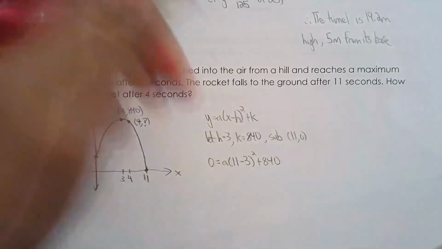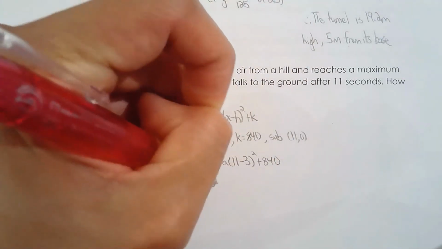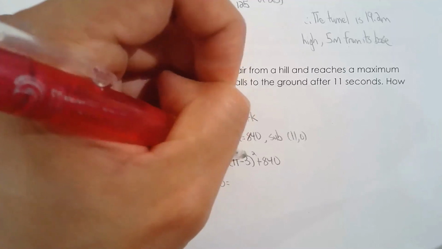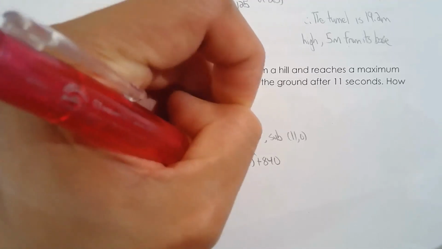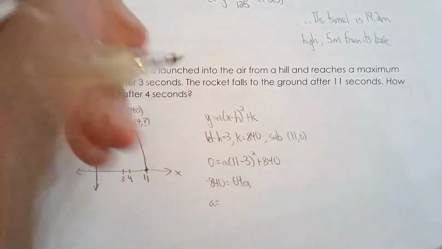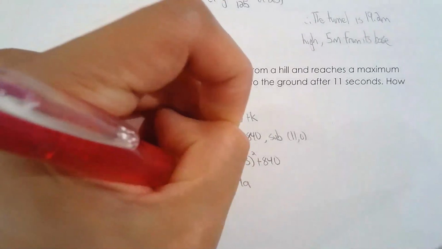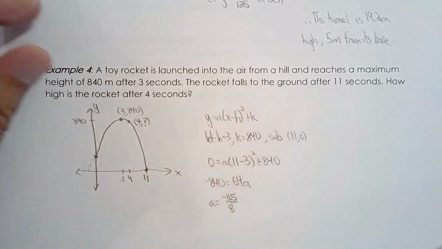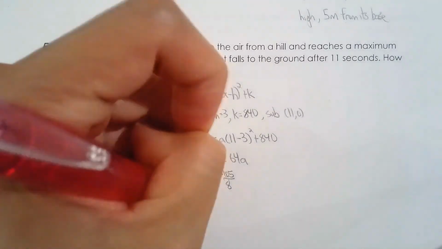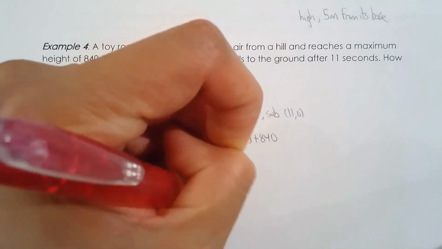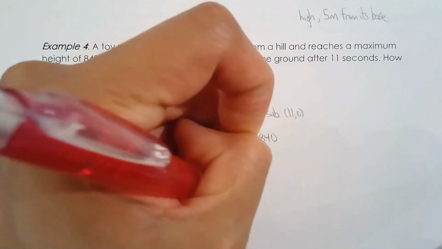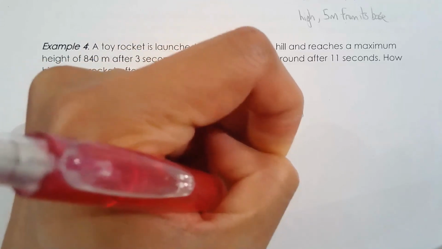Okay, that's all for a. 11 minus 3 is 8. 8 squared is 64. So a is negative 105 over 8. Therefore, y equals negative 105 over 8 times (x minus 3) all squared plus 840.